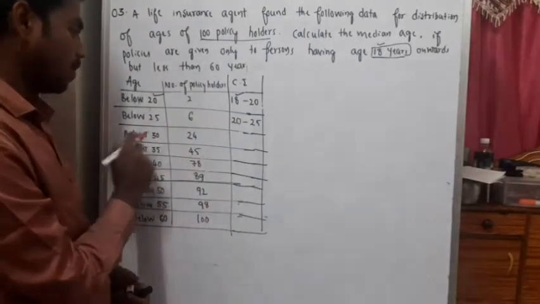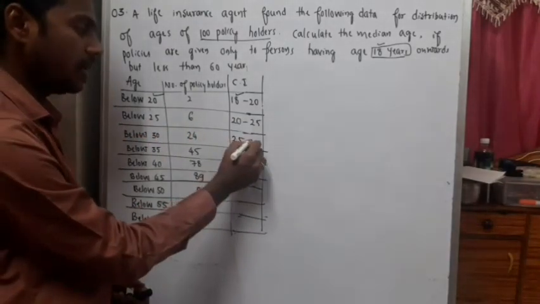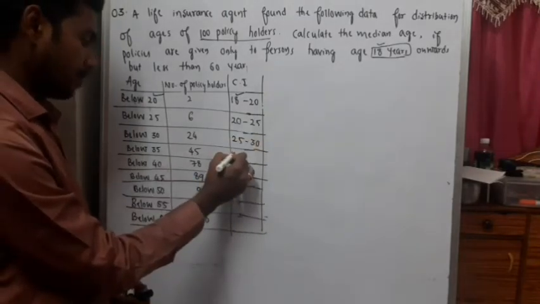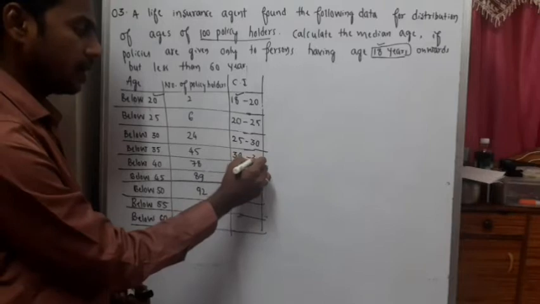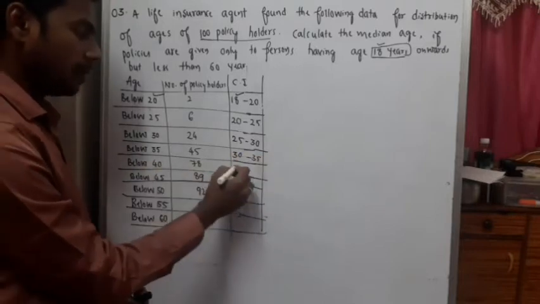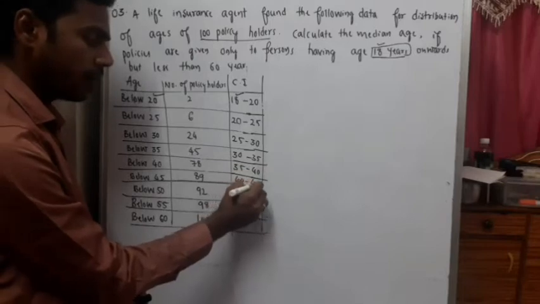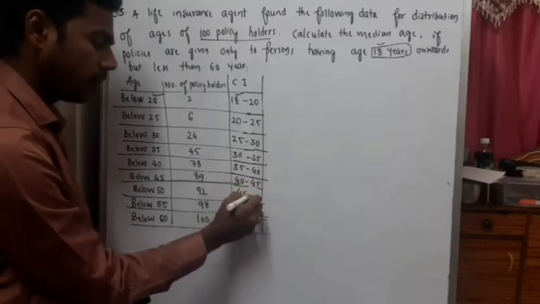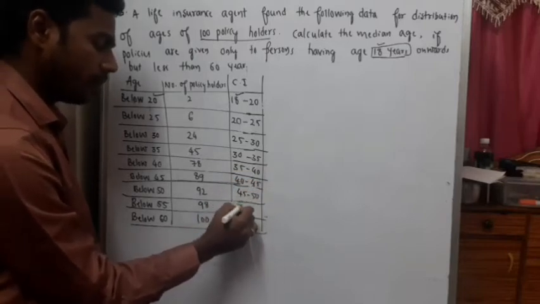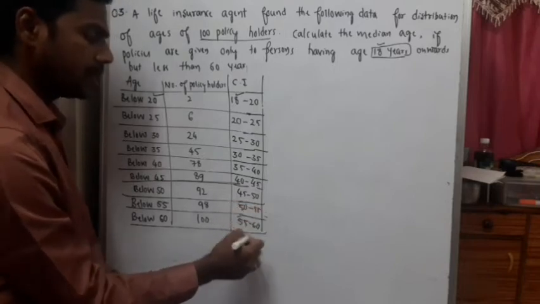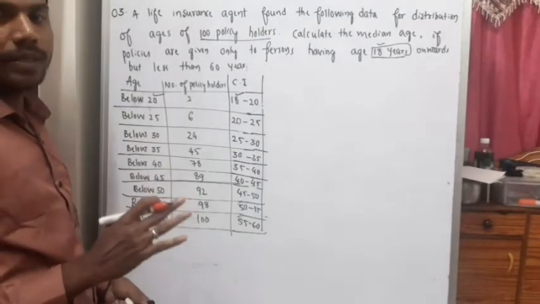So next, below 30 means 25 to 30. Below 35 means 30 to 35. Below 40 means 35 to 40, 40 to 45, 45 to 50, 50 to 55, then at last 55 to 60 is the maximum age.